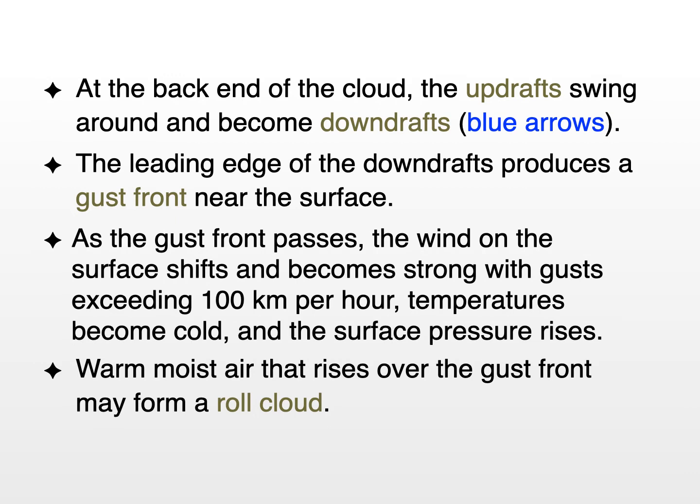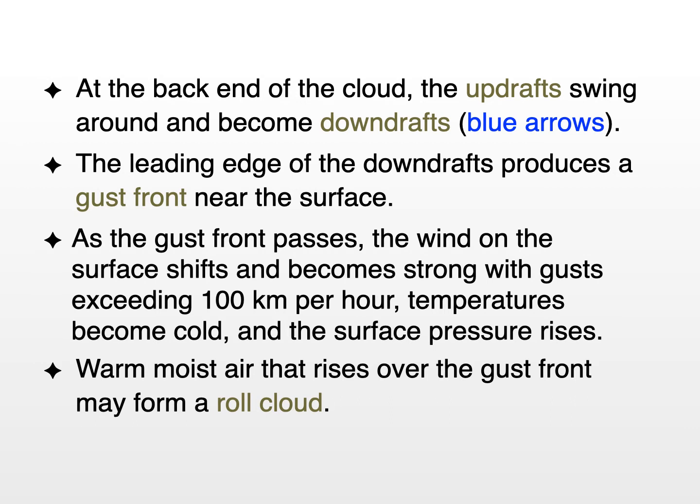So just to repeat, we have both updrafts and downdrafts in one of these mature severe thunderstorms. The updrafts are being supplied with new moist air as the storm is moving from east to west. The downdrafts produce a front near the Earth's surface in front of the storm, and as soon as that front passes, it suddenly becomes windy. Winds can exceed 100 kilometers per hour, and they feel very, very cold, and surface pressure increases.